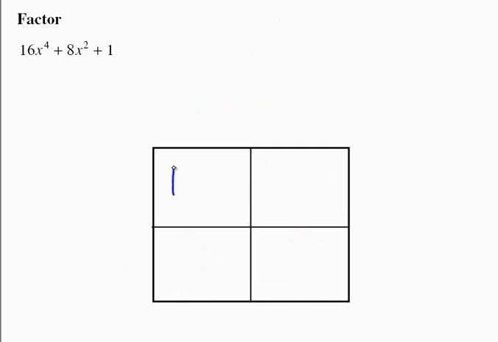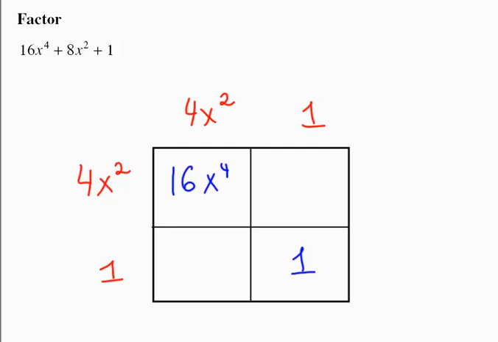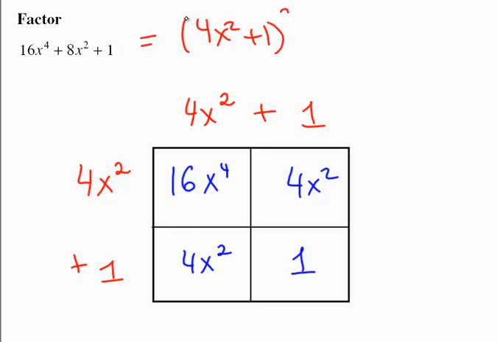In this example, I have 16x to the 4th and 1. They're both perfect squares, so the only way this is going to work is if they both are perfect squares, so 4x squared and 1. If I use the 4x squared and 1, I get 4x squared and 4x squared. When I combine my like terms, I would get positive 8x squared, which is exactly what I need. So I don't need to change anything. That's it, I'm done. So it's a perfect square because length and width are both the same, and I get 4x squared plus 1 squared.